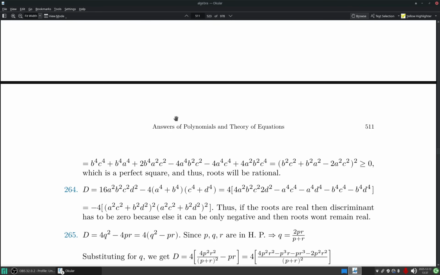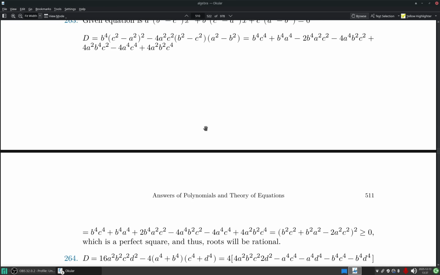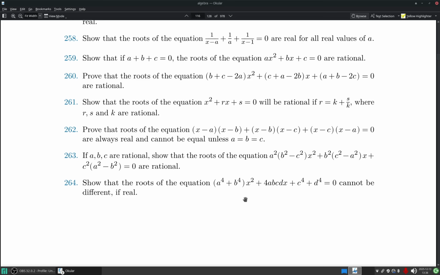After expansion, if you go on and read it, you will find that it is equal to (b square c square plus b square a square minus 2a square c square) whole square, which will be greater than or equal to 0. Also note that it is a perfect square, and thus the roots will be rational.